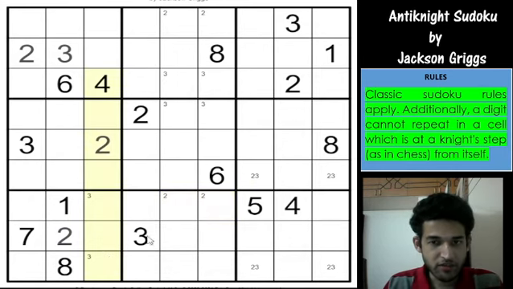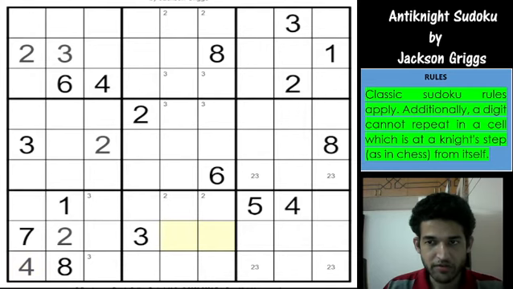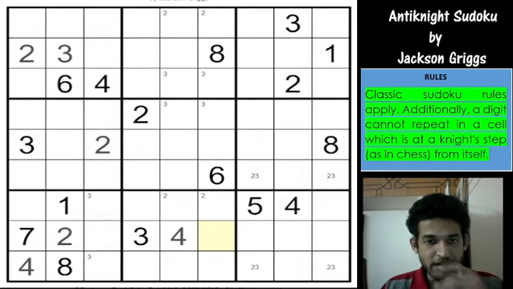4 cannot be in column 3, 4 cannot be in row 7, that gives a 4 here. And that gives 4 in one of these 2 cells using classic, and because of the Antiknight rule you can remove the 4. So that gives a 4 here. And 4 in column 2 has 2 options. These 2 cells can't be here because it's at a knight step away.